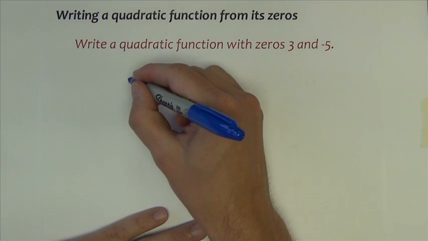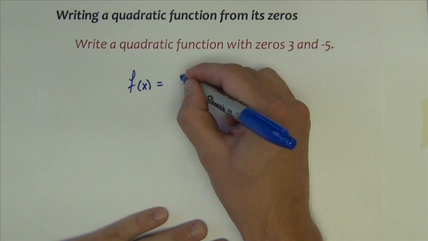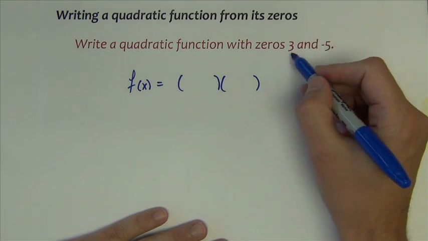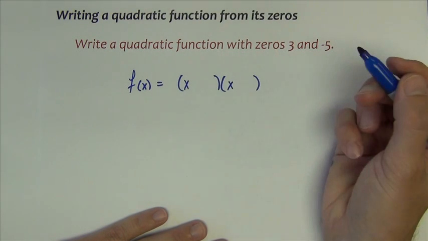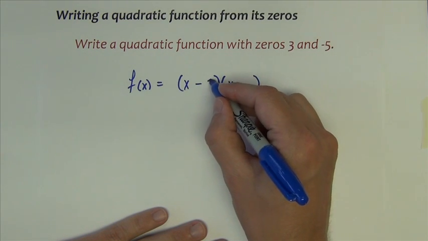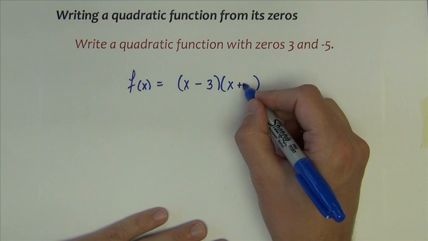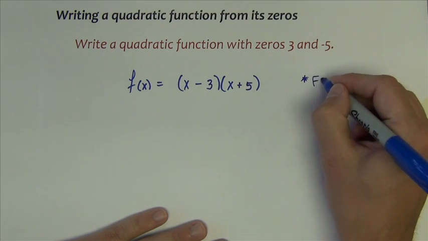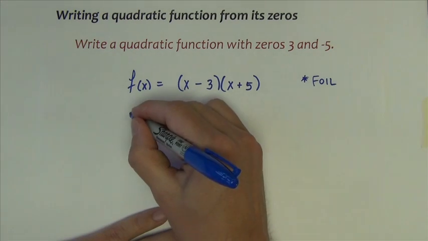So I begin by basically solving the problem in reverse. If I think that there were two factors and the factors gave solutions of 3 and -5, what would the factors have been? Well, to get a positive 3 answer, we would have had to have x minus 3. To get a -5, we would have had to have x plus 5. From here, we can FOIL multiply to get to our final answer.